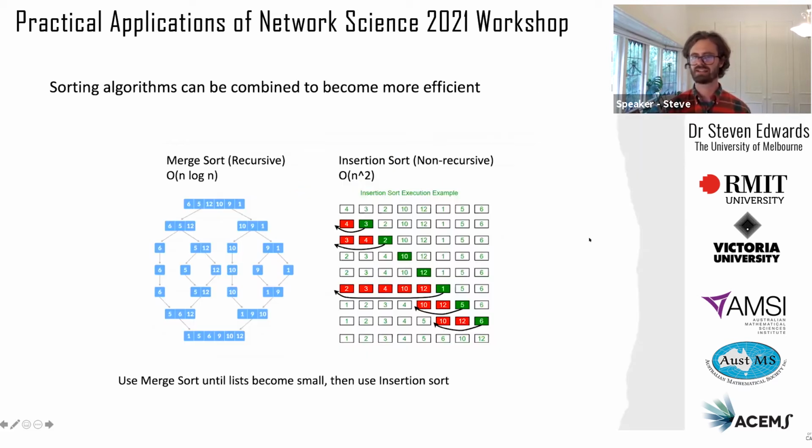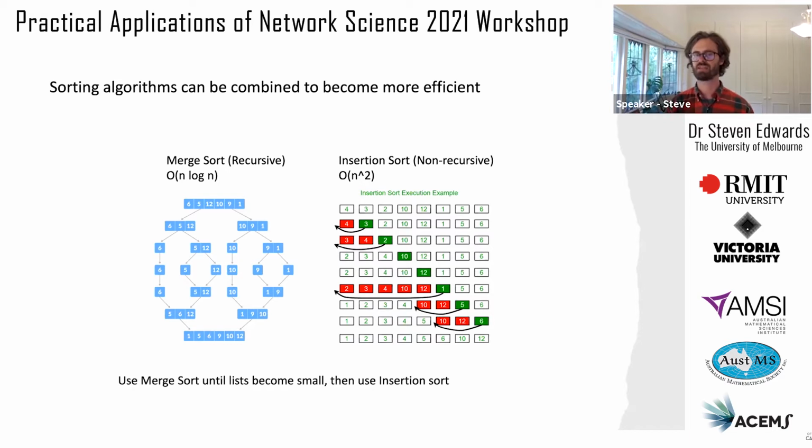An example that illustrates this really nicely is sorting algorithms. I'm not sure if you know, but sorting algorithms, sorting a list.